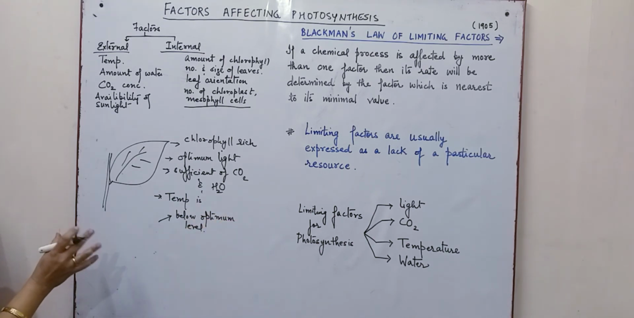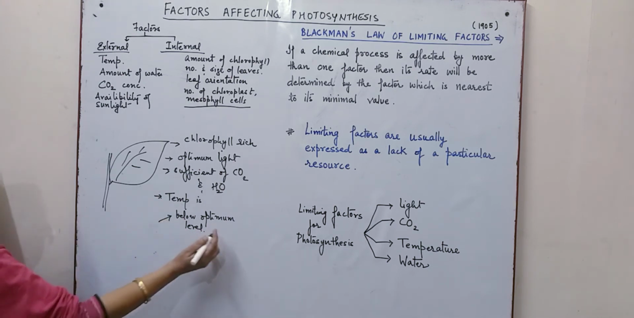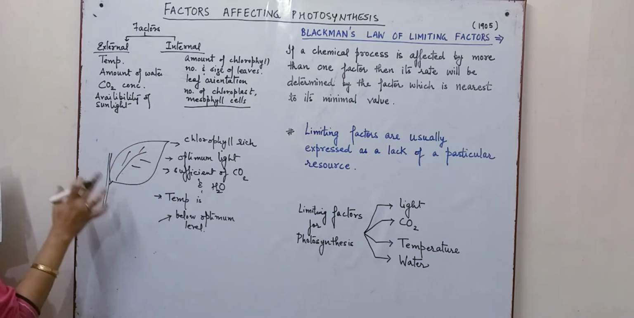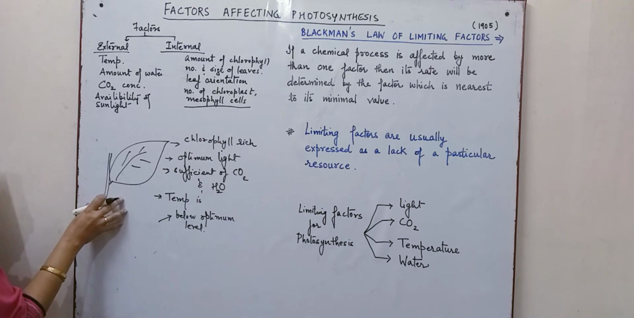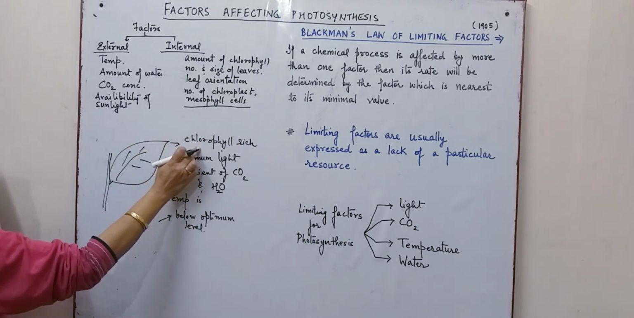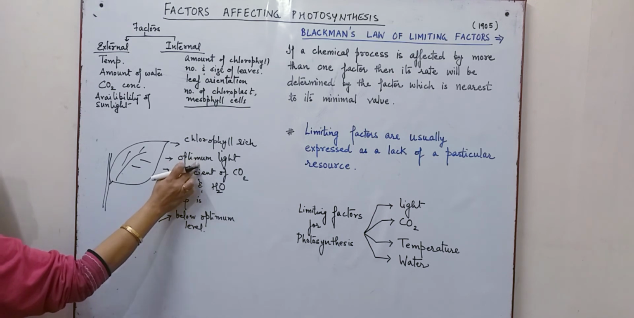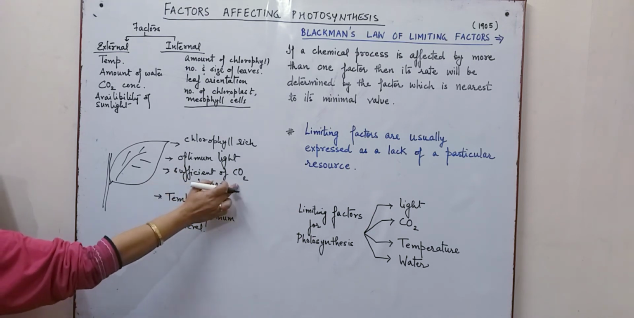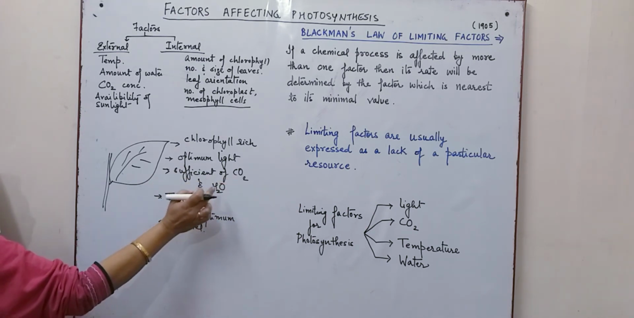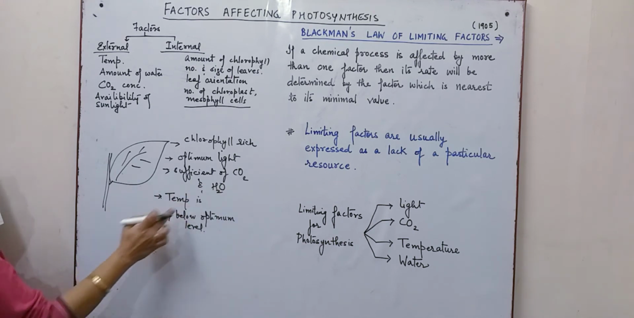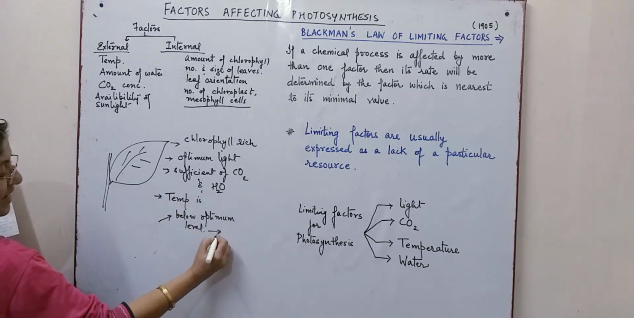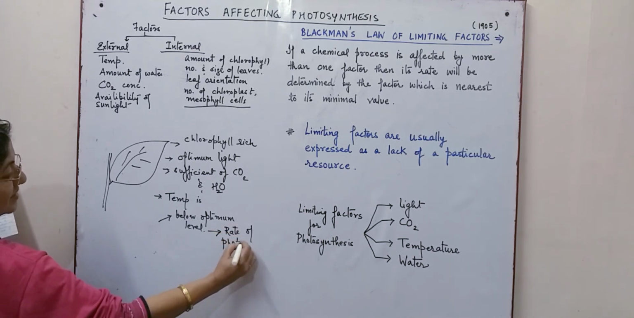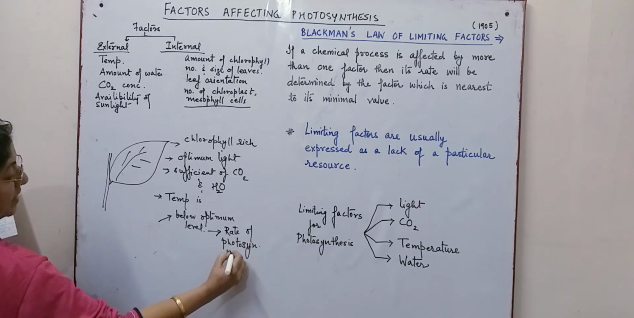Now, if the temperature is below optimum level or very low, then the rate of photosynthesis of this particular plant will be very, very low. In spite of the plant being rich in chlorophyll, having optimum exposure to sunlight, sufficient carbon dioxide concentration, and sufficient water, the temperature is below optimum level. In this case, the rate of photosynthesis will be low.